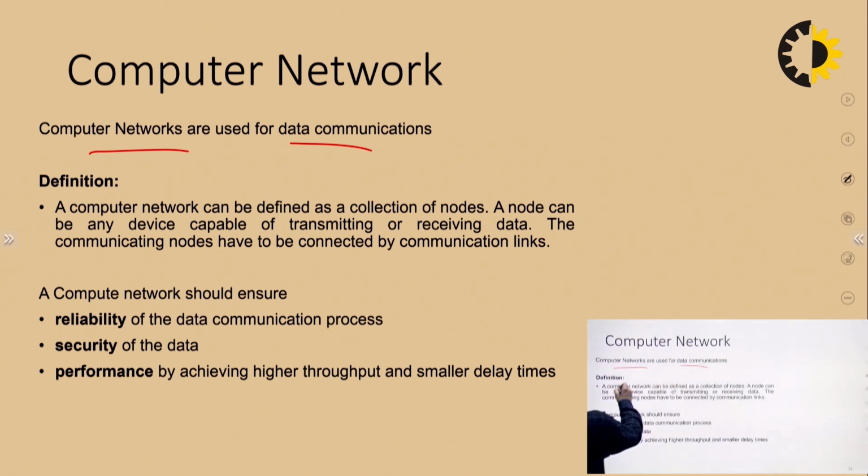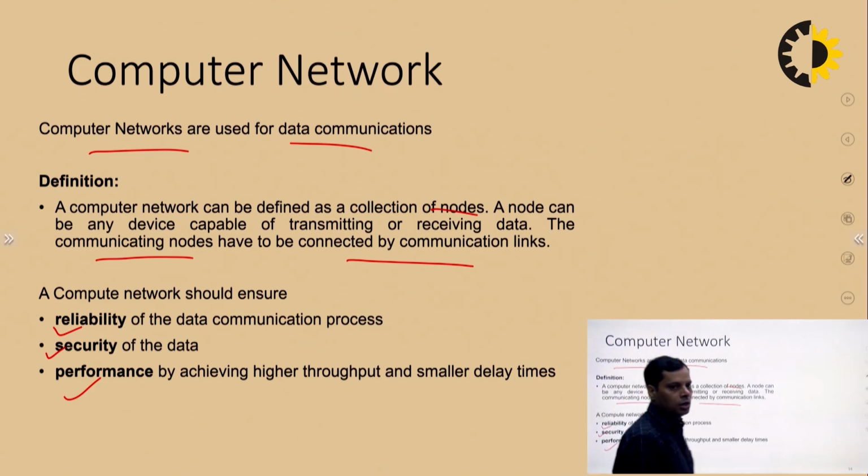The definition: a computer network can be defined as a collection of nodes. A node can be any device capable of transmitting or receiving data. The communicating nodes have to be connected by communication links. The computer network should ensure reliability of the data communication, security of the data, and performance by achieving higher throughput and smaller delay time.